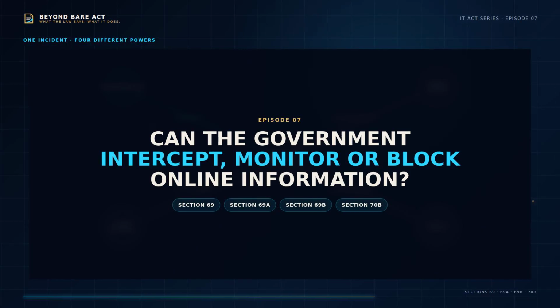It is tempting to call all 4 actions surveillance or government control. But that would hide the law. These are 4 distinct powers. They target different things, rest on different grounds, and follow different procedures. This is beyond bare act, where we separate a legal power from the safeguards that make its use lawful.